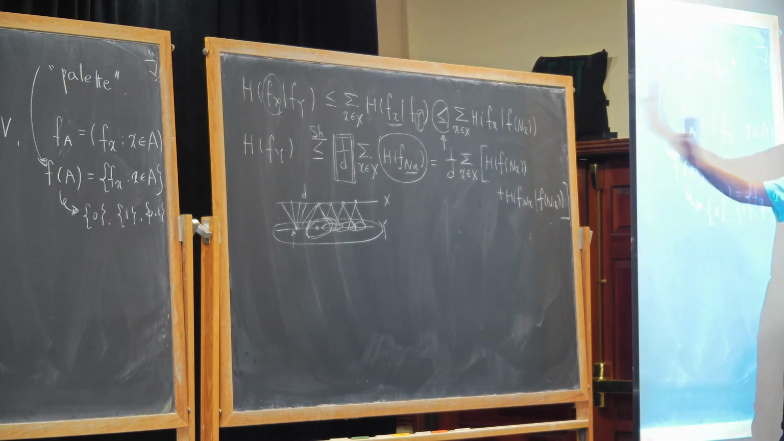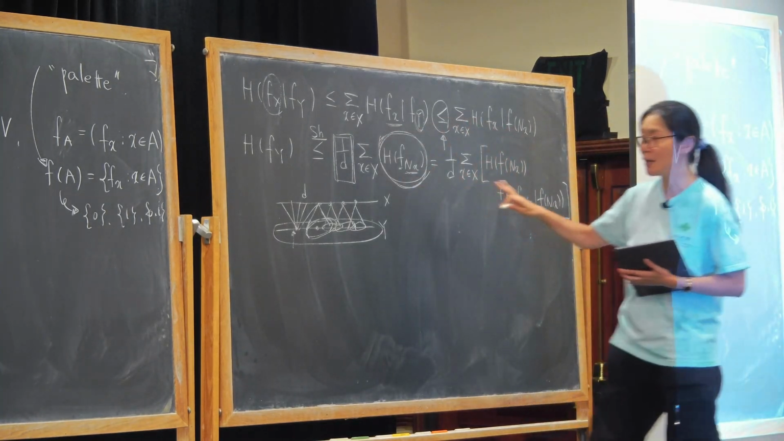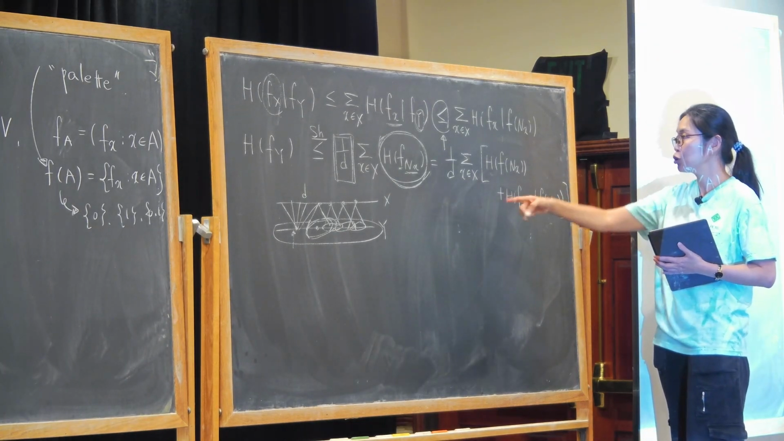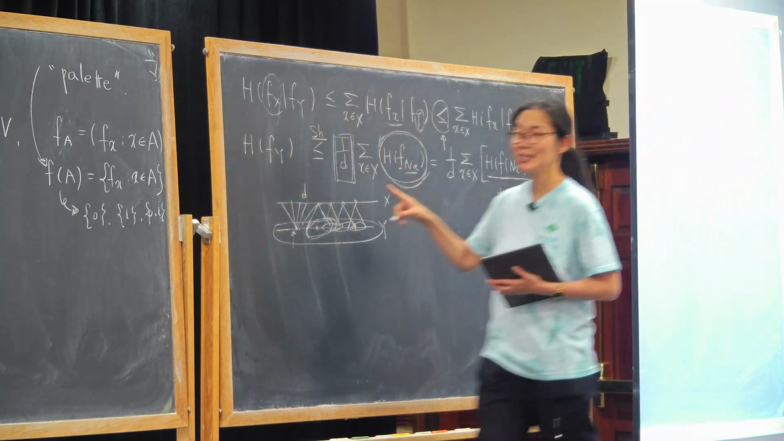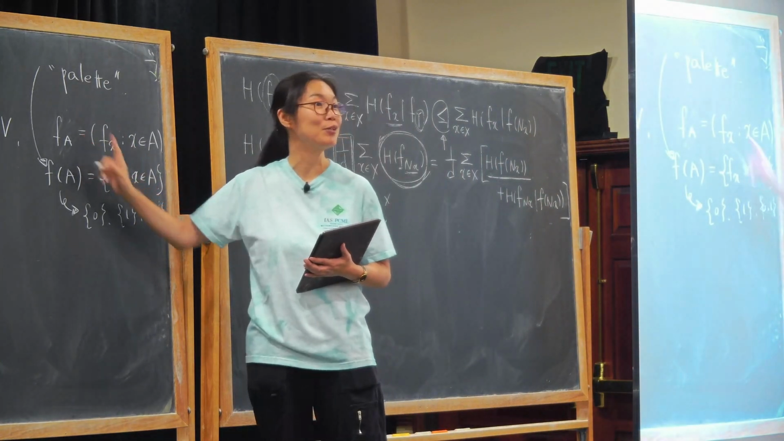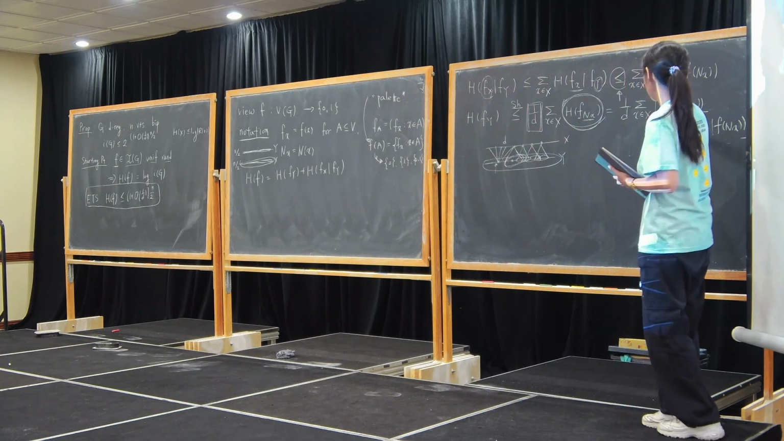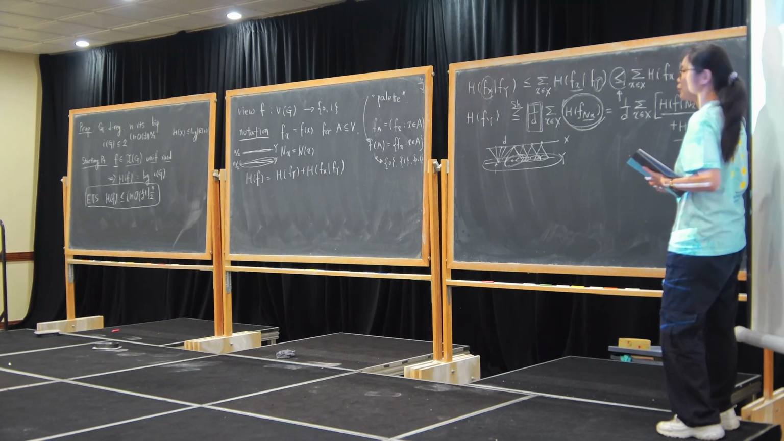So again, what happened here is instead of looking at this information at once, we first reveal a small amount of information, which is the palette. As I said, this one is much cheaper than this one because it only has 3 choices. So we reveal this information first, and then we look at the rest of the information using this conditional entropy.